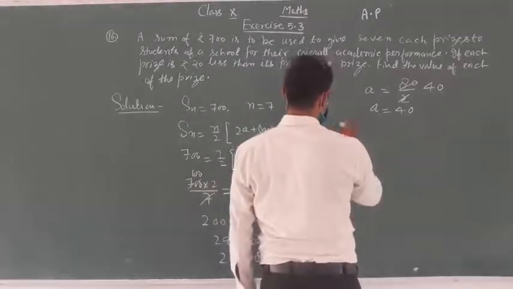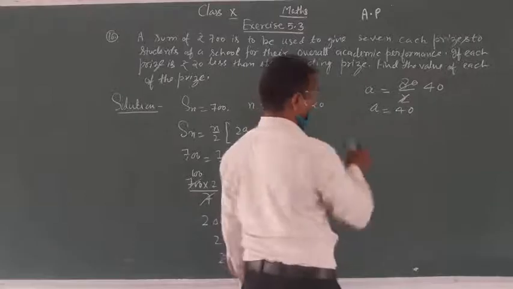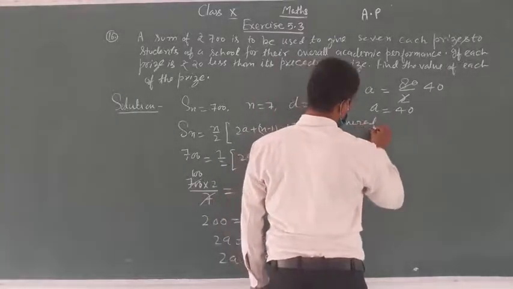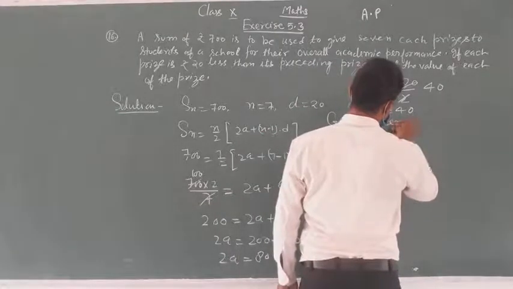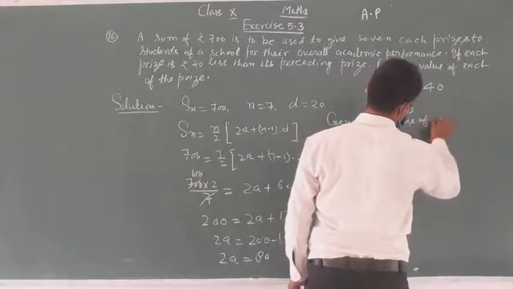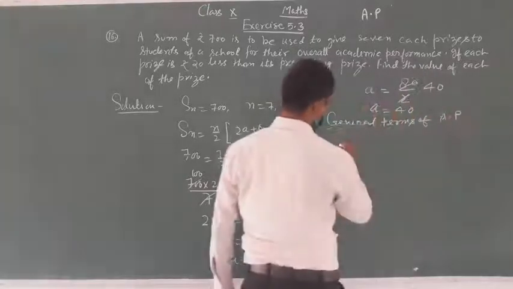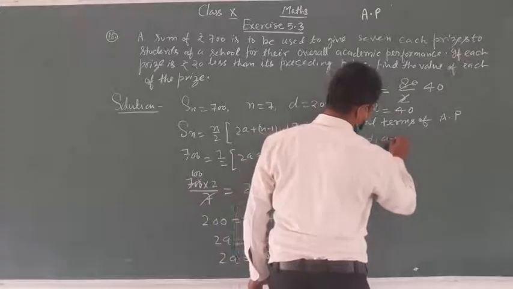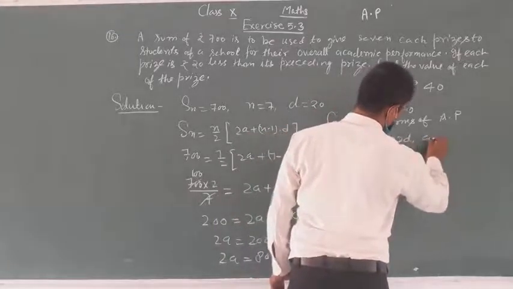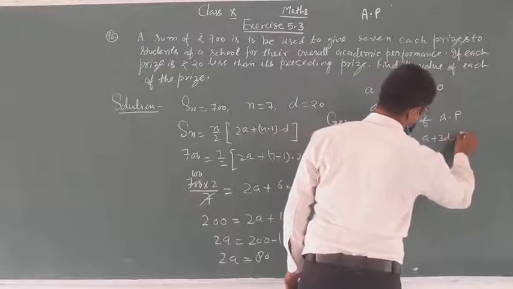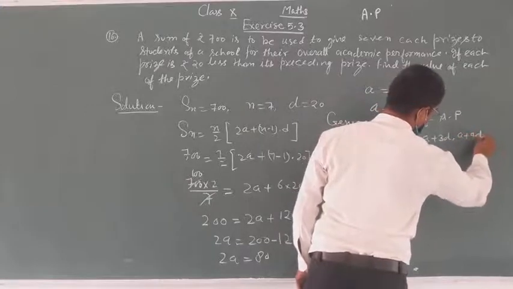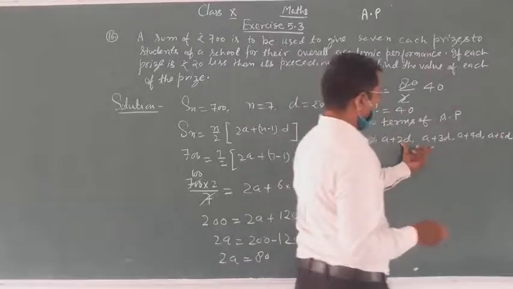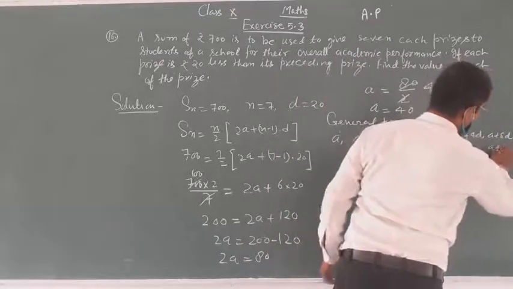And also the general terms of the AP are a, a plus d, a plus 2d, a plus 3d, a plus 4d, a plus 5d, and also a plus 6d.